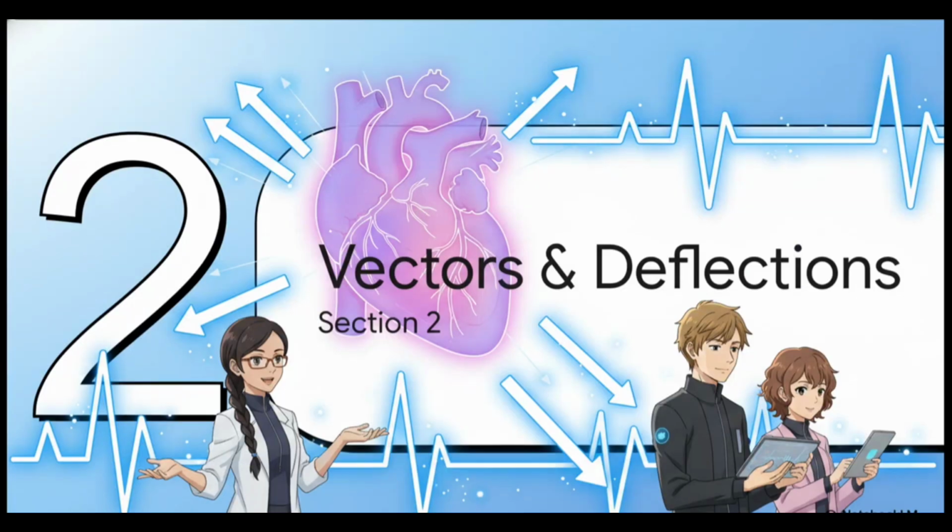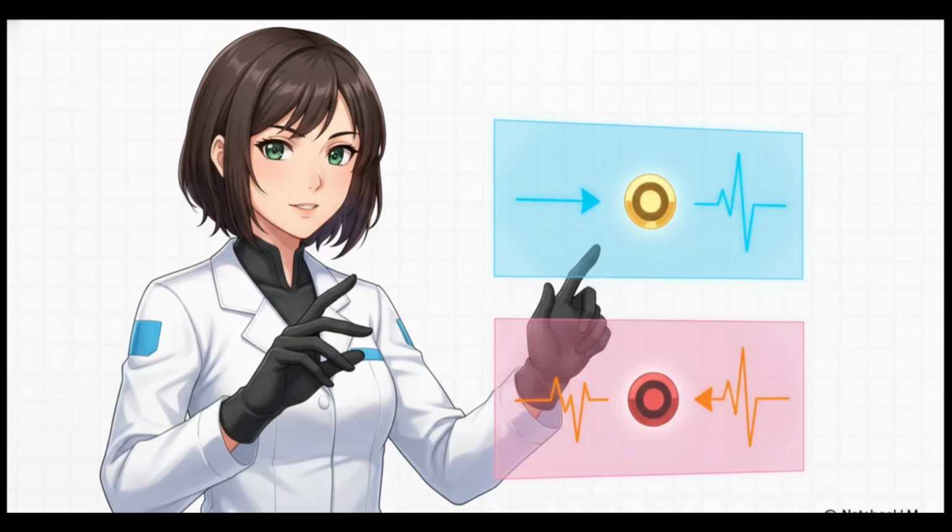Moving right along to Section 2, dipoles, vectors, and deflections. Let's see how that physical vector translates into the actual lines we see bouncing on the screen. The fundamental rule of this whole explainer is so simple. When a dipole vector points toward a positive electrode, the ECG tracing goes up. That's a positive deflection. Conversely, when that vector points away toward a negative electrode, like during the repolarization phase when the heart resets, the line goes down, creating a negative deflection.